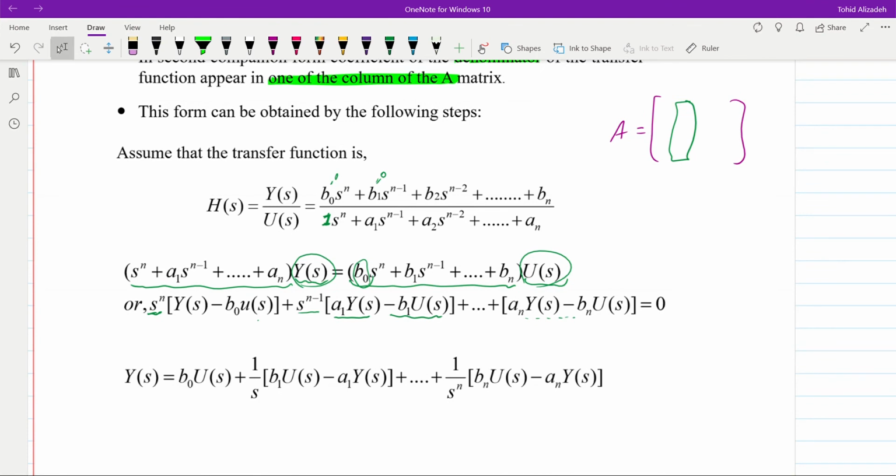Now we can divide everything by s to the power of n, both sides. So for the first term, s to the power of n will be cancelled with the s to the power of n at the denominator, and then we take everything to the right side except y, and we will have y equal to b0u plus s to the power of n minus 1 over s to the power of n, which will give us 1 over s, plus 1 over s times b1u minus a1y, and the last term will be 1 over s to the power of n times bnu minus any. So it comes from this term.